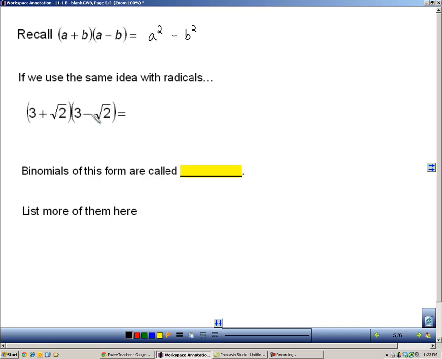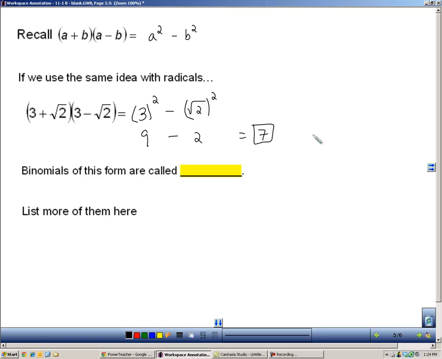Notice the 3 and the root 2 is the same. One's a plus, one's a minus. So when you multiply those, all you have to do is square the first term, 3 squared, which is 9. Square the last term, root 2 squared, which is just a 2. Put a minus sign in the middle, and in this case, 9 minus 2 is 7.